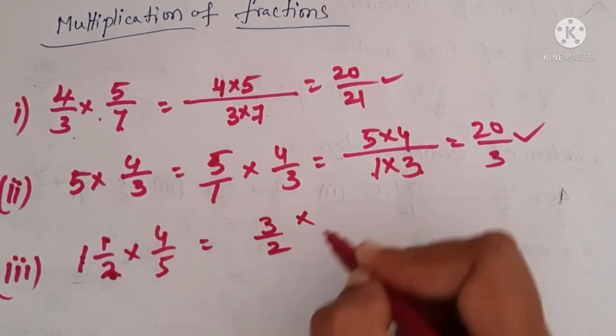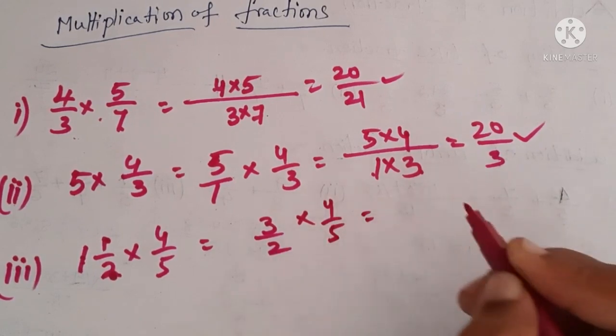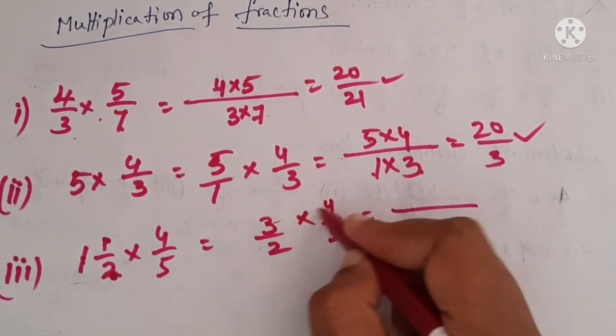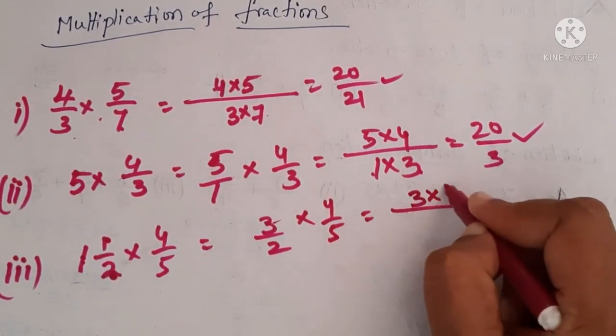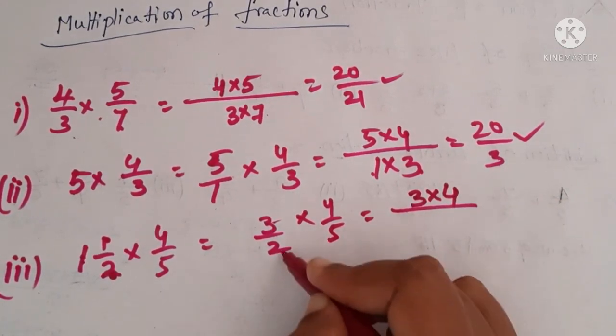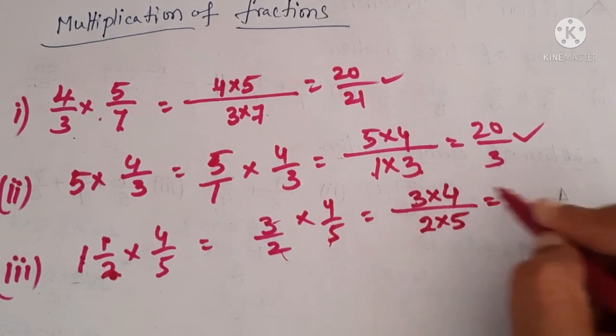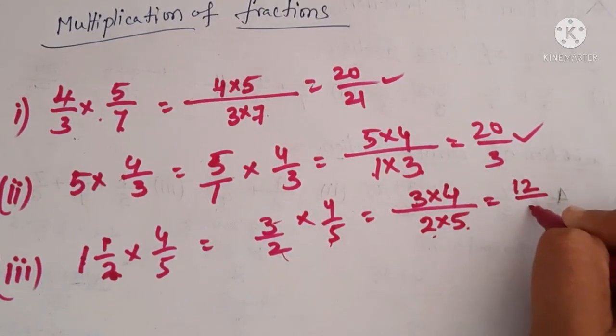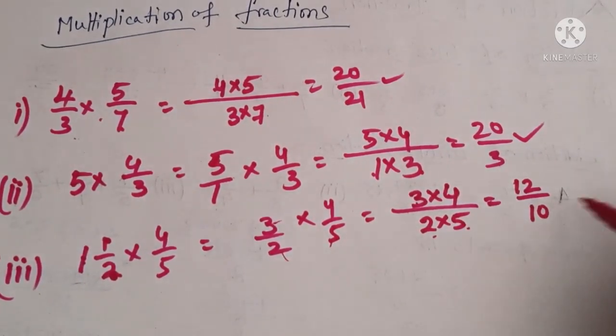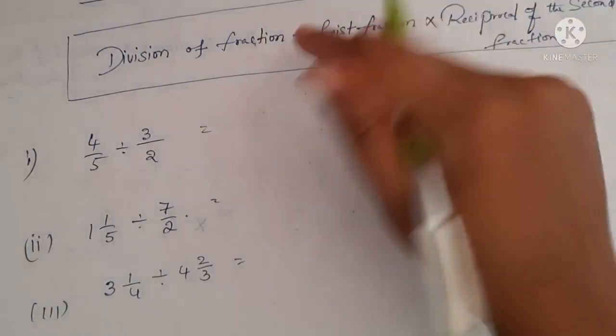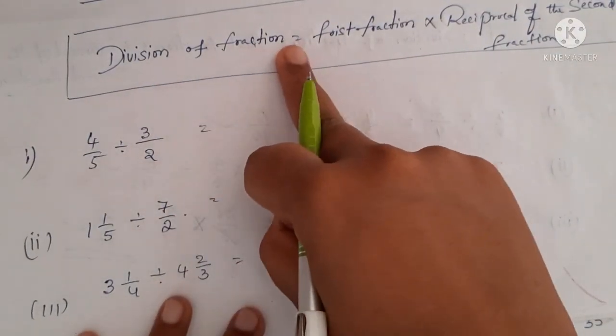Into what is the next fraction? 4 by 5. Here multiply numerators, 3 into 4, right here in the numerator place, and again multiply 2 into 5, right here in the denominator place. See here, 3 into 4 you will get 12, 2 into 5 you will get 10. This is the answer.